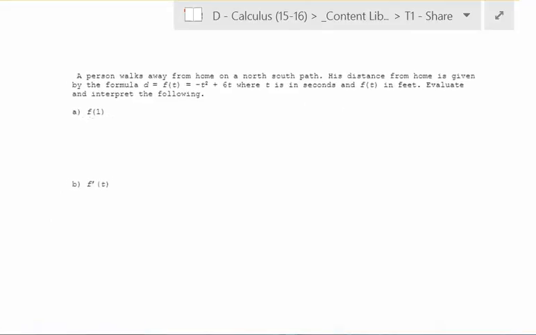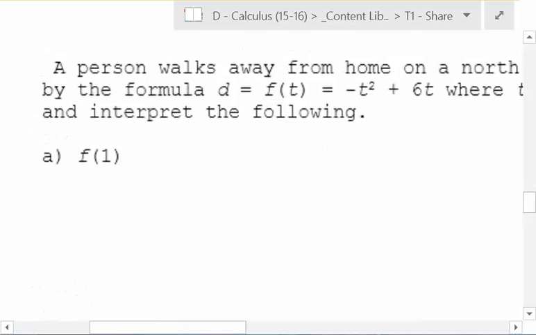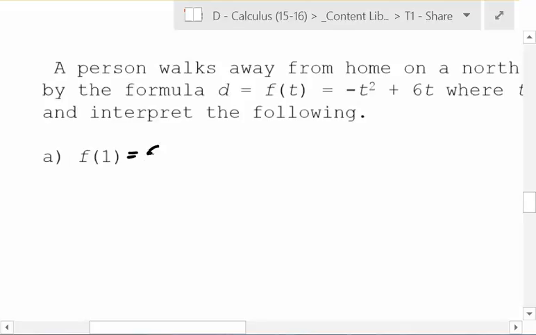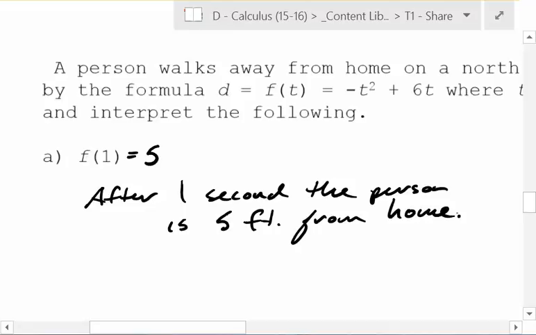Okay, so let's try this right here. It said f of 1 is equal to what? 5. If you're interpreting your answer, that says that after 1 second, the person is 5 feet from home. It's not necessarily the distance traveled. In this case, it is the distance traveled. But if he turns around for any part of that, the distance traveled is not going to be his distance from home.